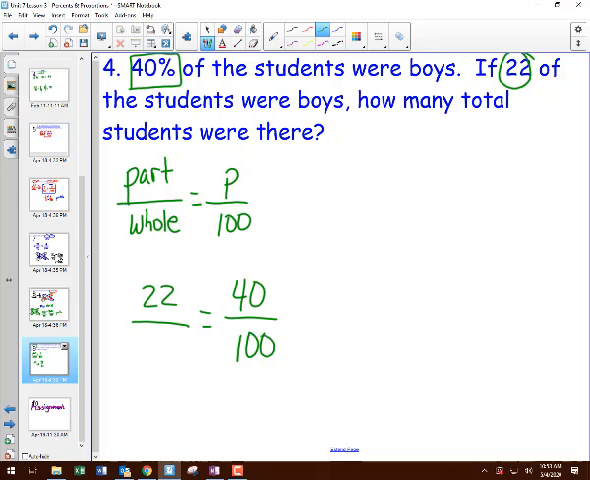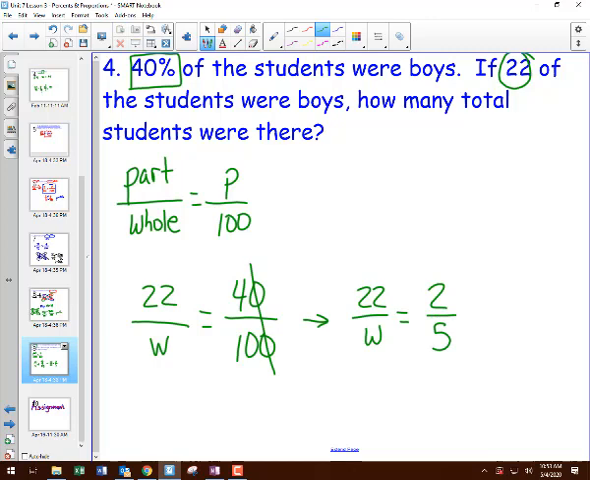All right, and so for this example, we're finding the whole. So we're going to put W in there. All right, we're finding how many of the students, so that's a whole. All right, cross product away. We can go ahead and simplify. It might make things easier. So I'm going to simplify down and just go 22 over W equals 40 over 100. We get rid of a set of zeros, and then we reduce by 2, and we should get 2/5. That'll make my numbers a little bit easier to deal with here.